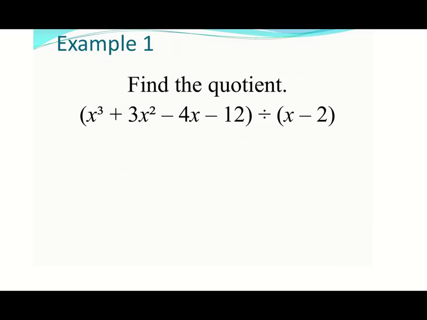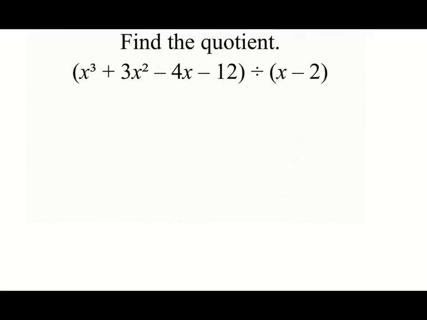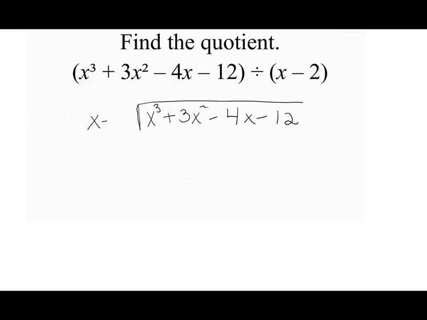So looking at our first example, it says find the quotient, our answer, of x to the third power plus 3x squared minus 4x minus 12 divided by x minus 2. So we're going to rewrite this like we did in the last problem. And we have x cubed plus 3x squared minus 4x minus 12 divided by x minus 2.